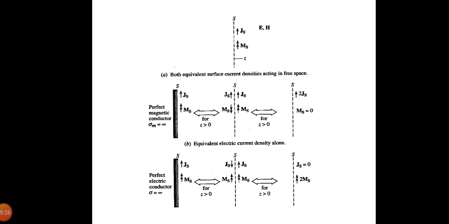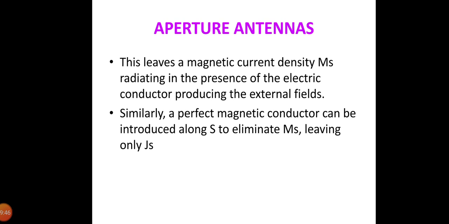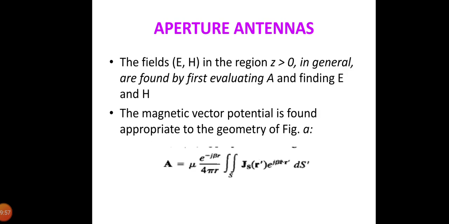First we need to solve for the fields in z greater than 0 due to the equivalent currents. Here Js is the electric current density and Ms is the magnetic current density. If a perfect electric conductor is placed along this, Js will vanish, as I said earlier, and the explanation is often given that the electric current is shorted out by the conductor. This leaves the magnetic current density radiating in the presence of the electric conductor, producing the external fields. Similarly, a perfect magnetic conductor can be introduced along S to eliminate Ms, leaving only Js.